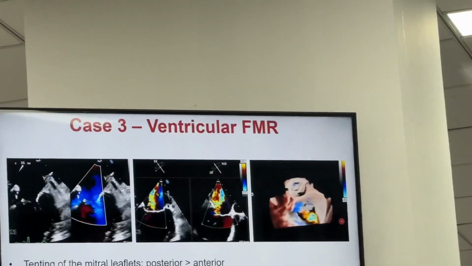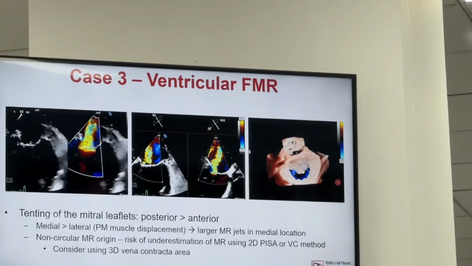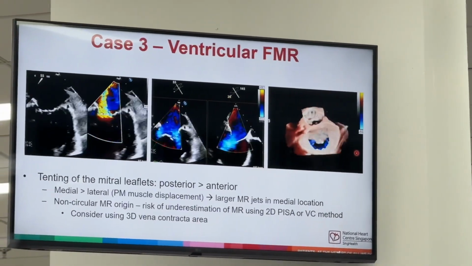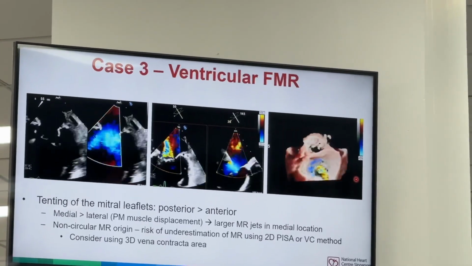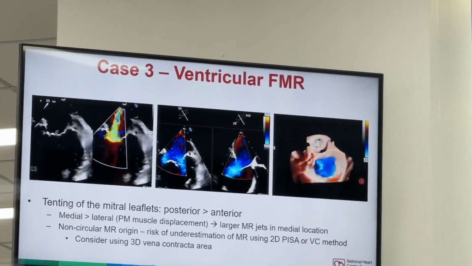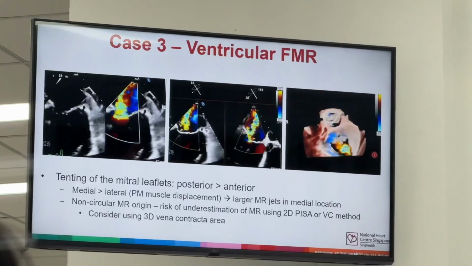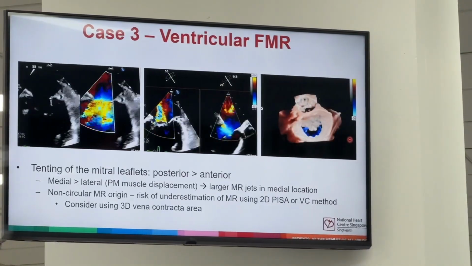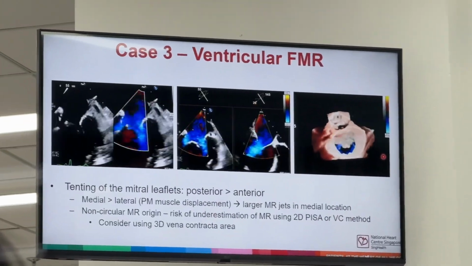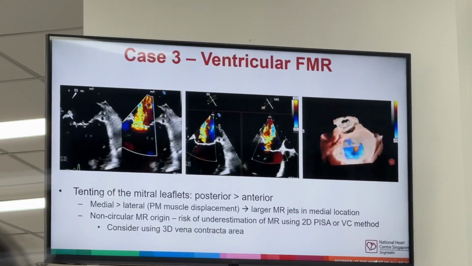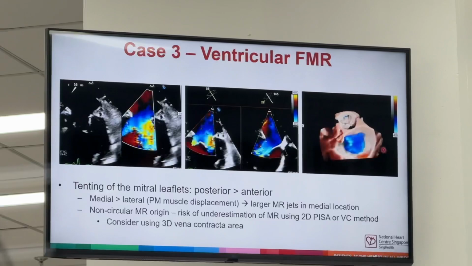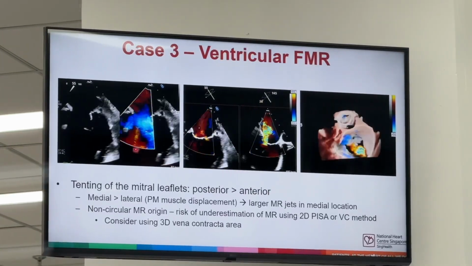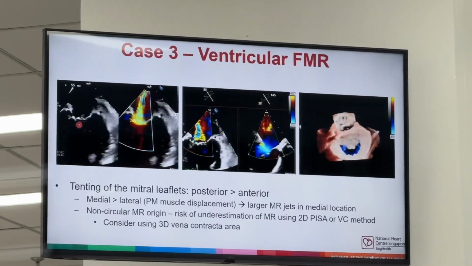So this is the TEE image of the same patient. As we discussed earlier on, there is a tenting of the mitral leaflets, posterior leaflet more than anterior leaflet, and medial more than the lateral segments. And this is because of papillary muscle displacement and enlargement of the left ventricle. And we can see here that the jet is a little bit larger in the medial location.